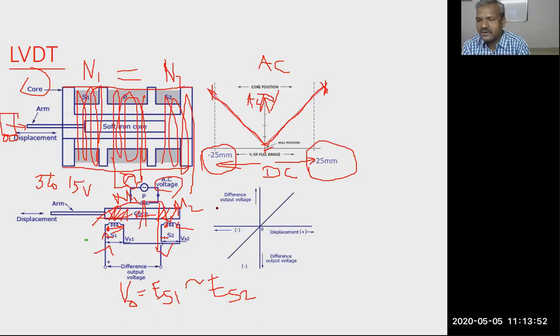That error is called residual magnetism error, and that voltage is called residual voltage. Very important terminology: what is called residual EMF or residual voltage.